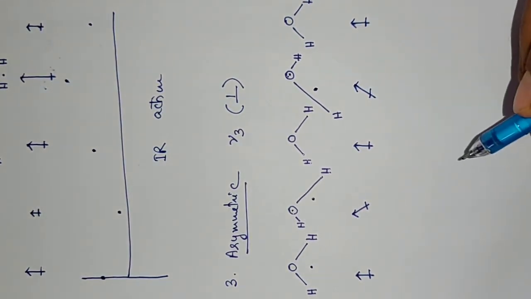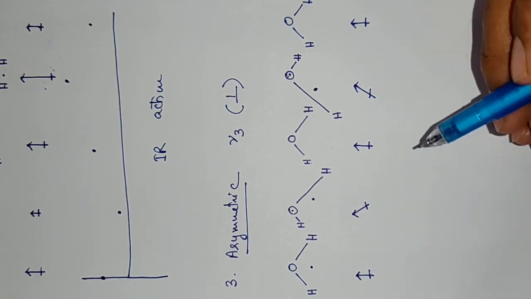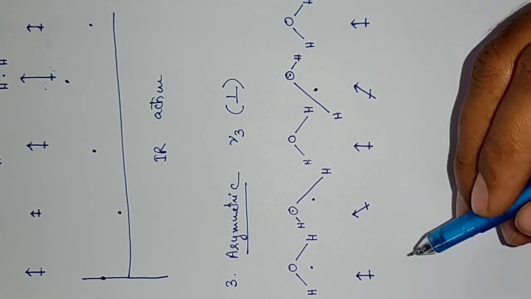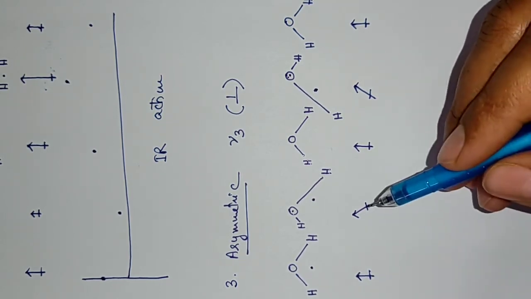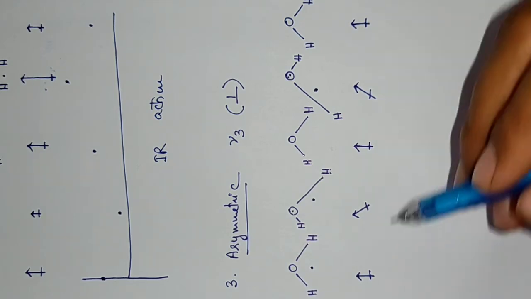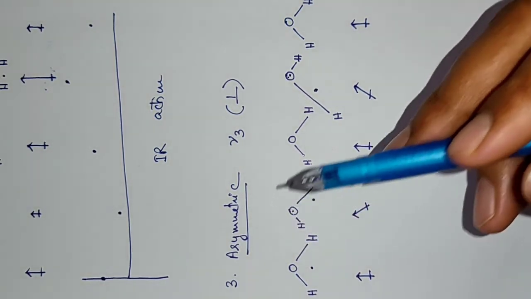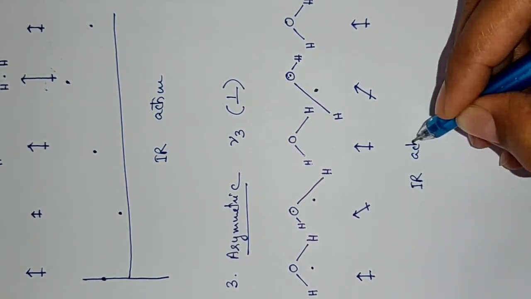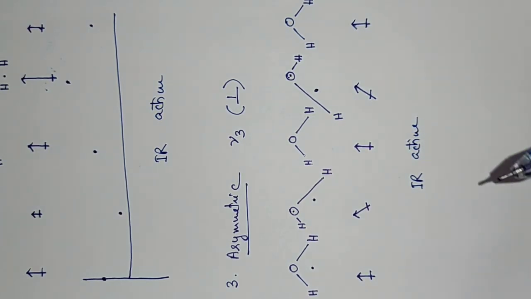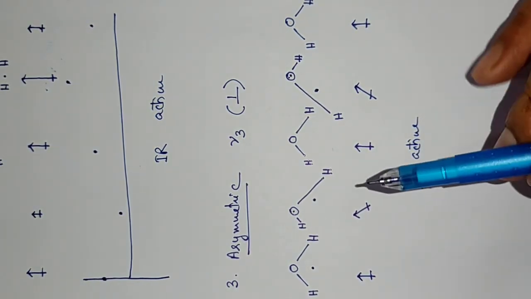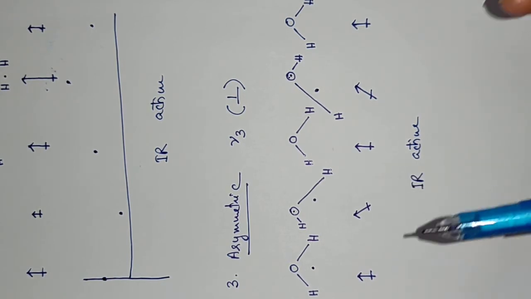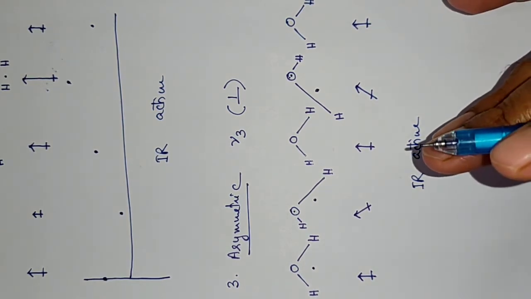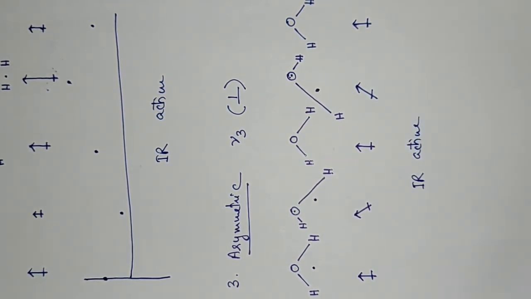Now if you look across the rotational axis of symmetry, then you will see the projection will vary. It will have projection 0, it will have non-zero projection, so there will be oscillation in dipole moment in case of asymmetric vibration also. So this mode will also be IR active. So unlike CO2, here in case of water, all the three vibrational modes are IR active, since all the three vibrational modes are associated with the oscillation in dipole moment.